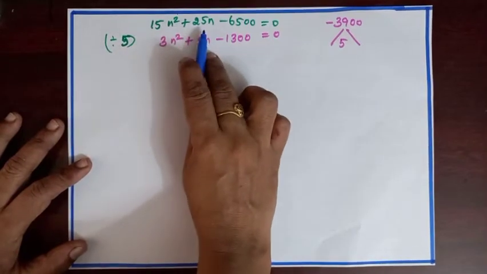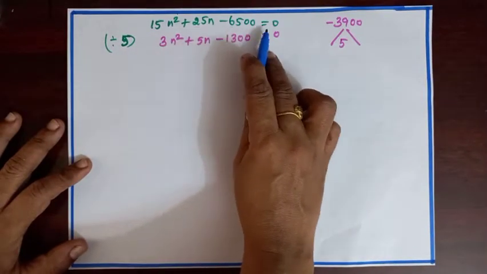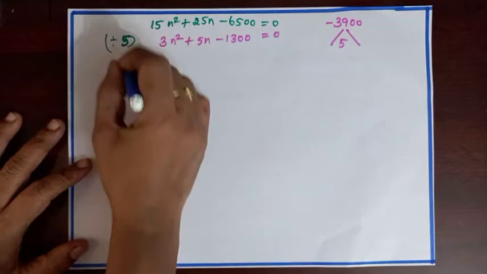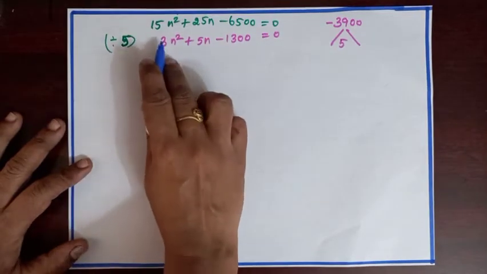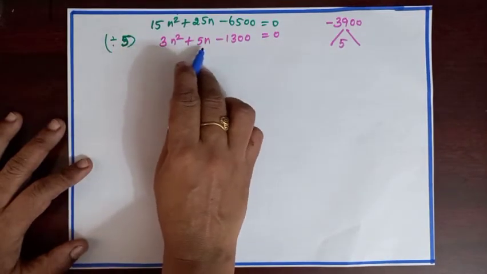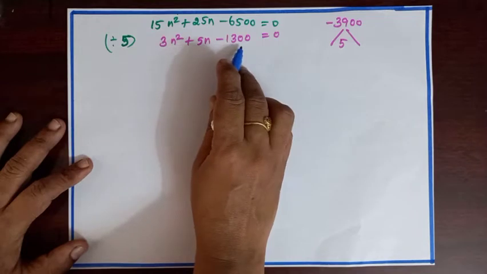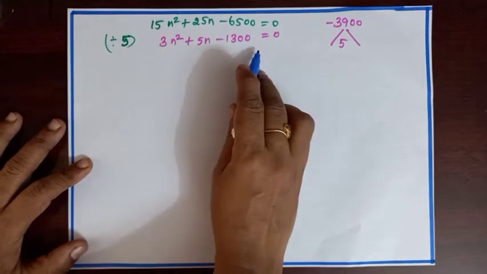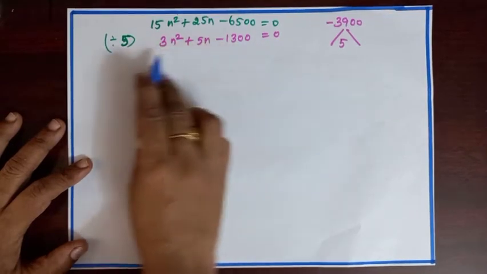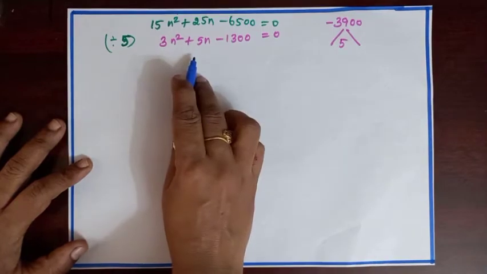15n square plus 25n minus 6500 equal to 0. Now I am going to divide by 5. Then we get 3n square plus 5n minus 1300 equal to 0. It is in the form of a quadratic equation, so we need to find the factors for this equation.